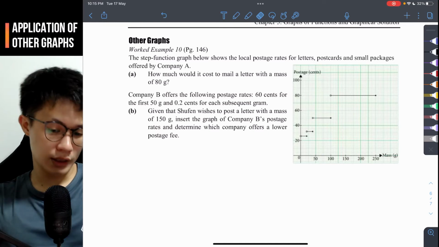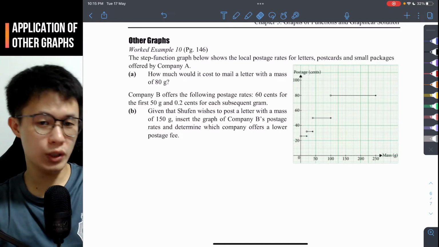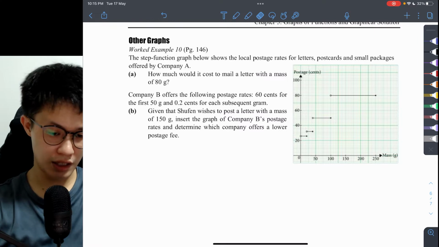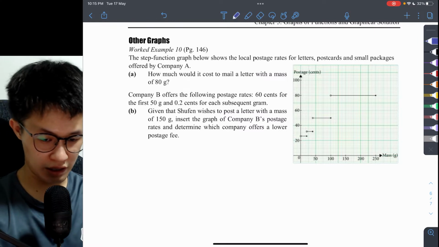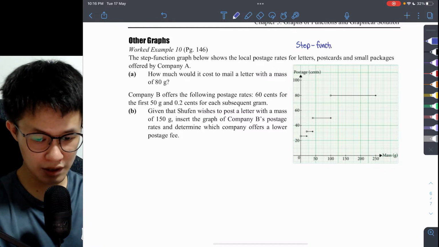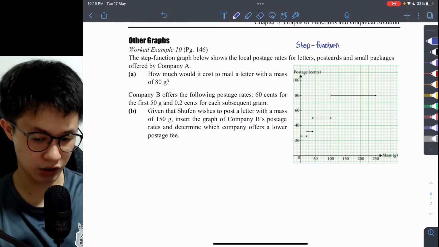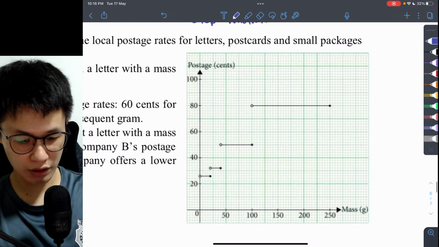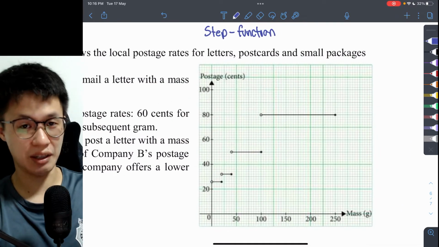Okay, so one last kind is this weird graph over here that we have. Actually, this graph has a name. It's called a step function. The reason why it's a step function is because it is a disjointed kind of graph. If you look at it very carefully, it kind of exists like a number line.